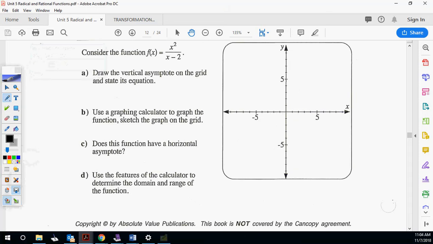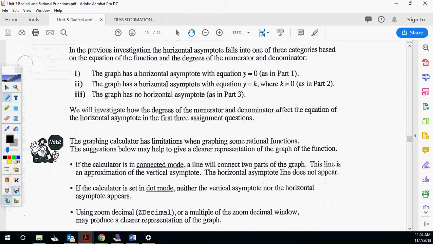All right, here we go. Last couple pages. So, pre-investigation, the horizontal asymptote falls into one of three categories. And like I said, I'm beating a dead drum here because I just said this like three times.